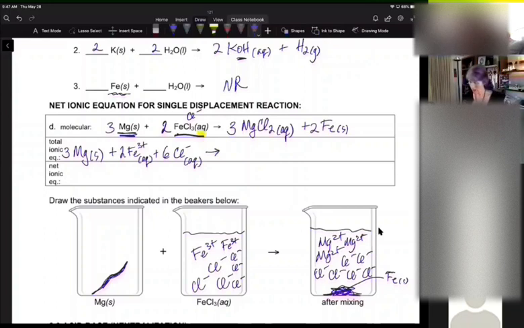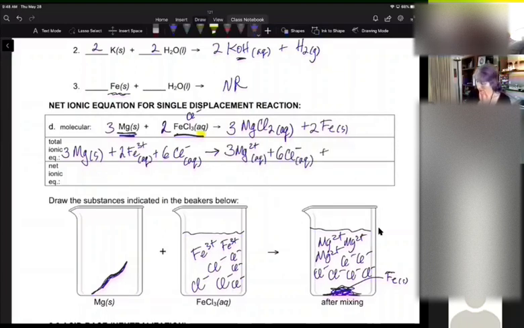And on the other side, we have magnesium chloride is soluble. So that one's aqueous. We have 3 magnesium 2+ ions plus 6 chloride. And then that metal, that's just going to sit there. The iron metal, you have to write it the same way.